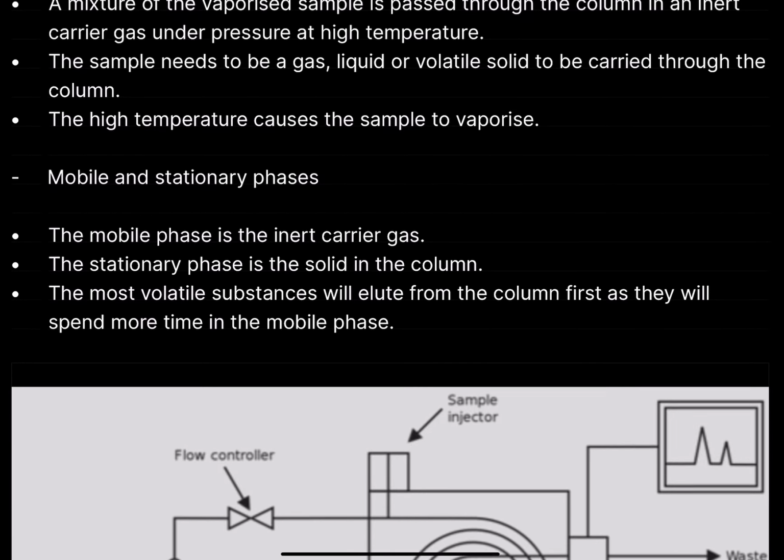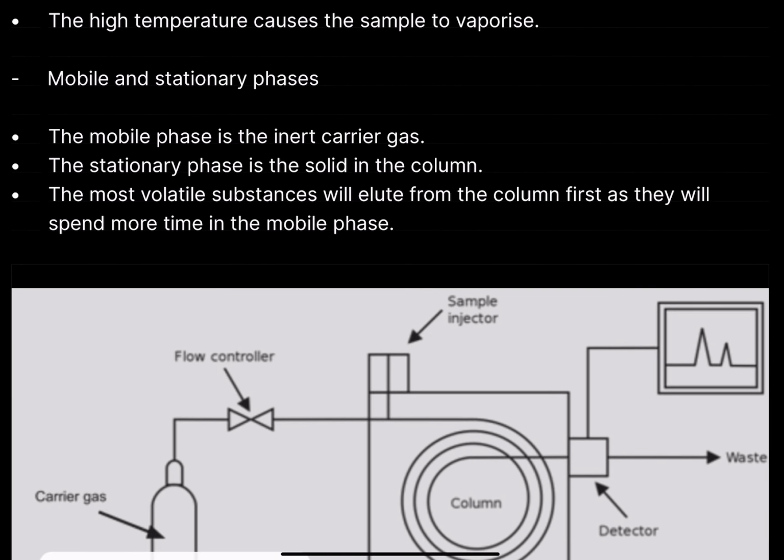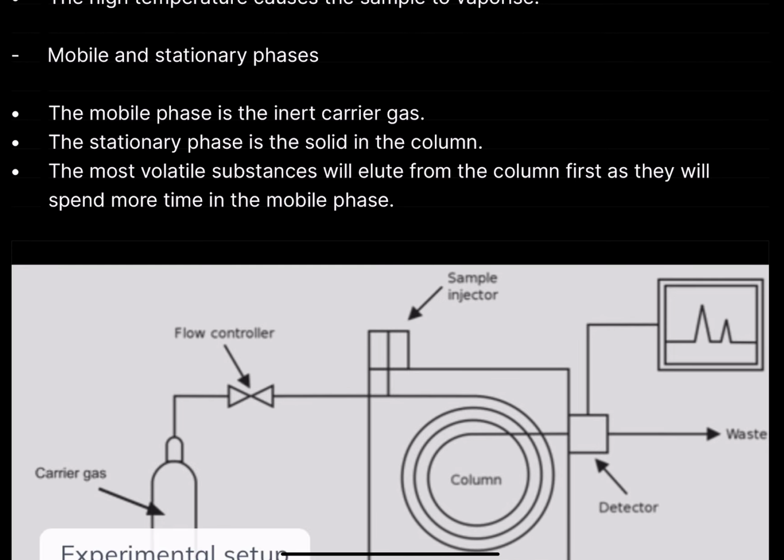So, in terms of mobile and stationary phases, the mobile phase is the inert carrier gas, which is going to be in here. This flow control basically acts as a controller. The sample gets injected here. So the sample injector is here, and this helps us to inject the substance into the column.